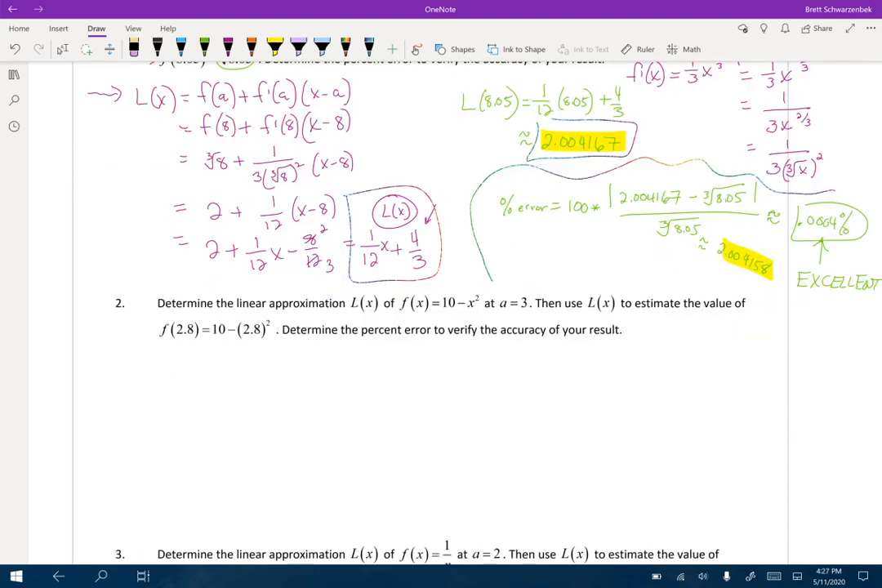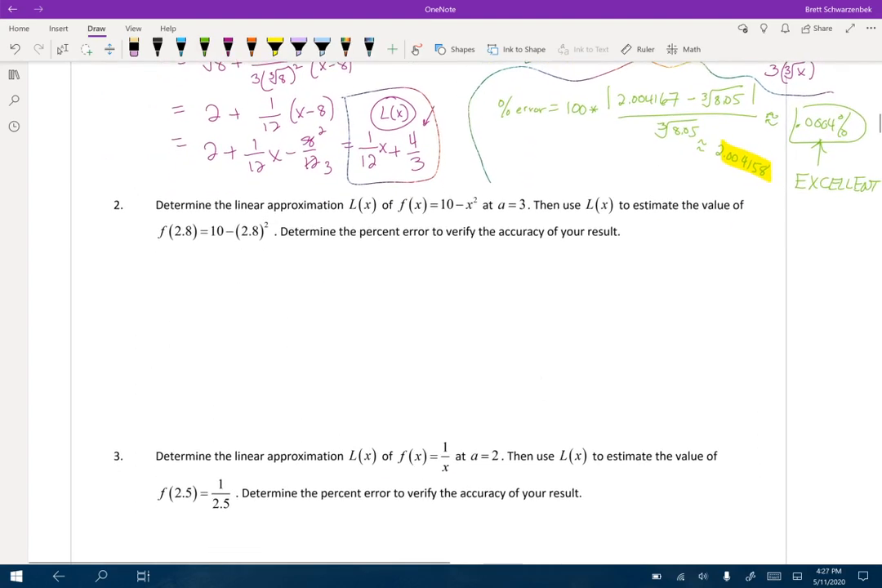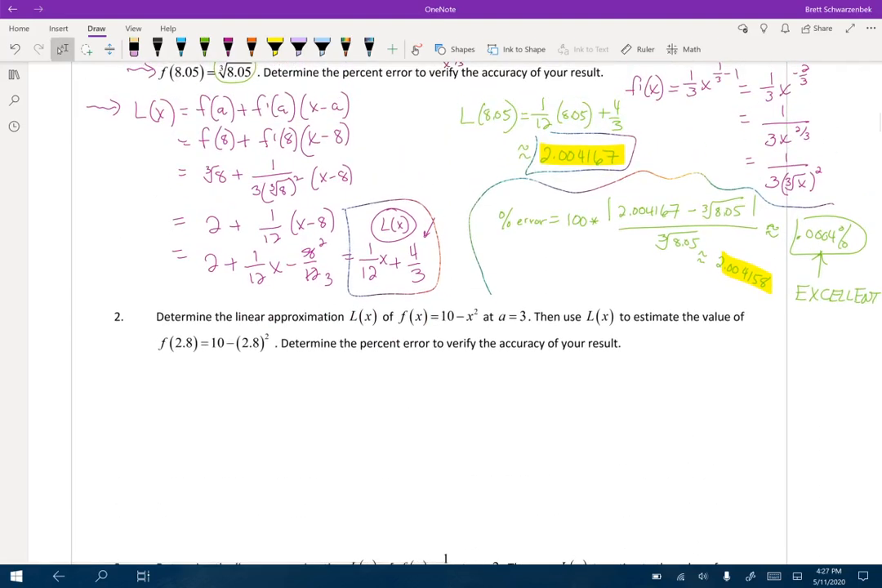Okay, let's try another example here. This time we have the function 10 minus x squared, at a equals 3. We need to determine the linear approximation for that. So if we went to that function, that upside down parabola, and we went to x equal to 3 and drew a tangent line, we need that equation, because then we're going to use it to estimate the approximate value of f of 2.8, essentially plugging 2.8 in here.